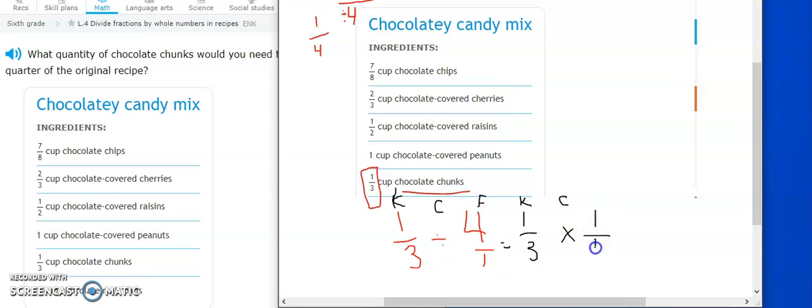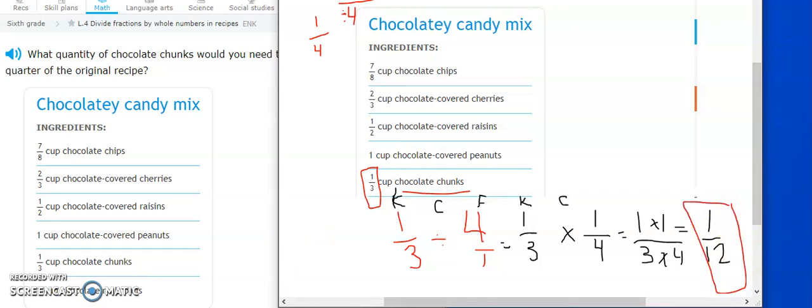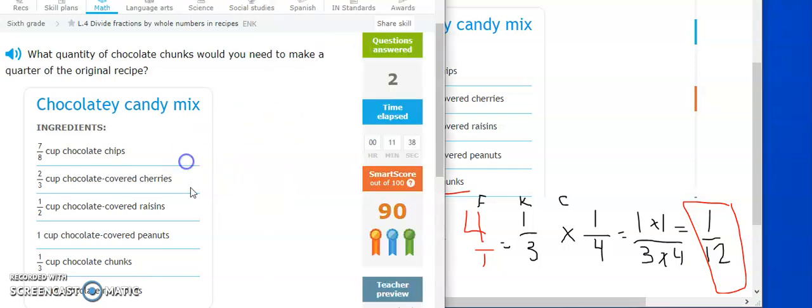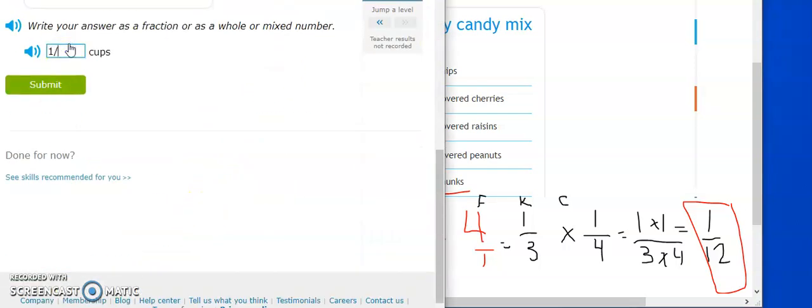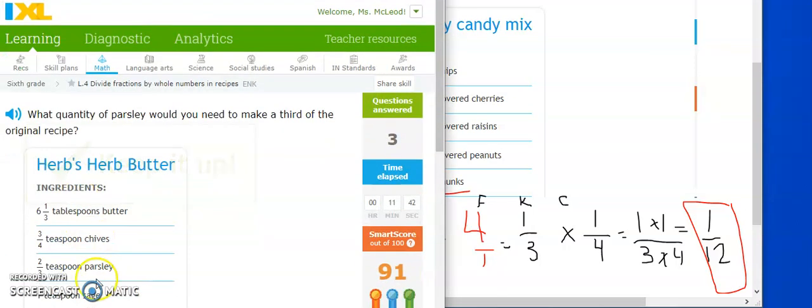So now it becomes 1/4. Okay, so 1 times 1 on top is just going to give me 1. And then on the bottom, it's going to be 3 times 4, which gives me 12. So my final answer for this one should be 1/12. And let's check our answer. 1 divided by 12, submit, and there we go.